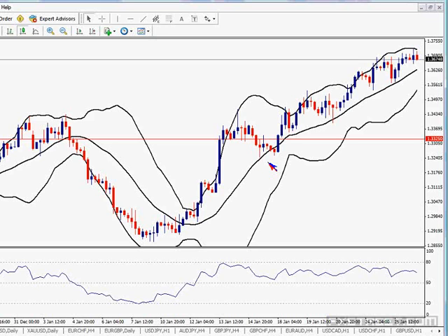So let's start with some practical examples of backtesting. Before starting, one other thing.